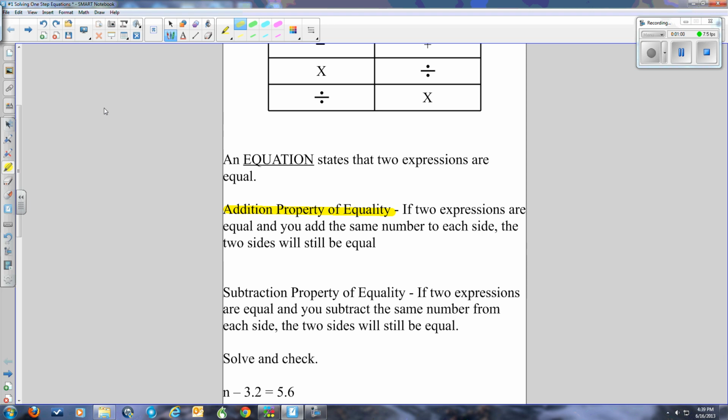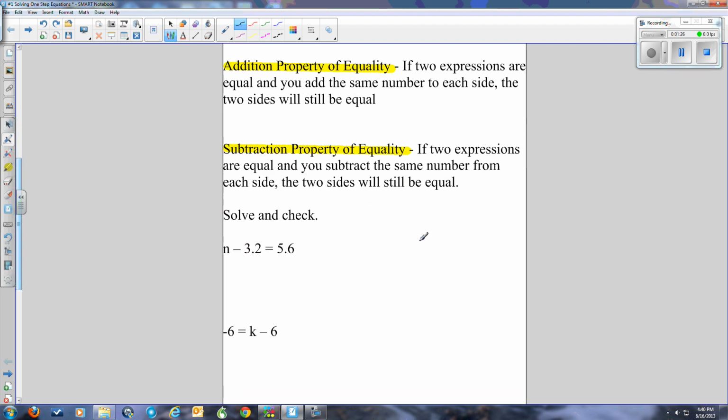In other words, if you add something to one side, you have to add the same thing to the other side. Similarly, the subtraction property of equality says if two expressions are equal and you subtract the same number from each side, then the two sides will still be equal. So it's the same idea. Whatever you do to one side of an equation, you have to do to the other.